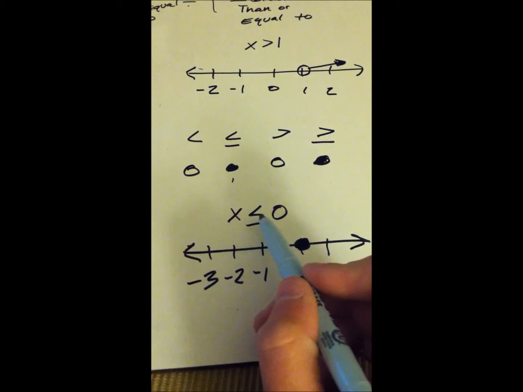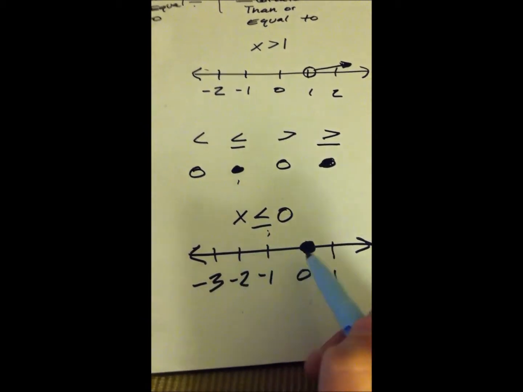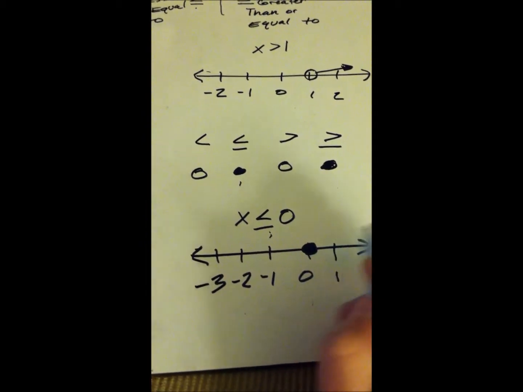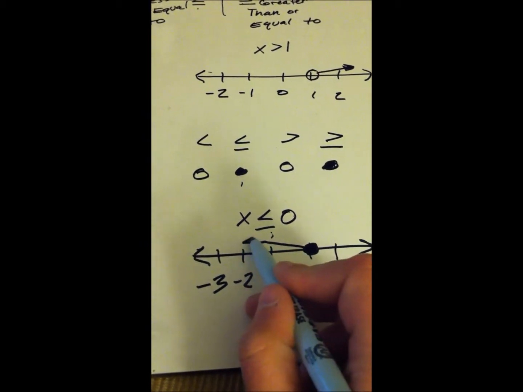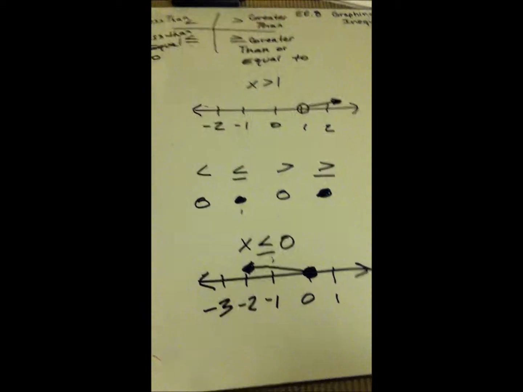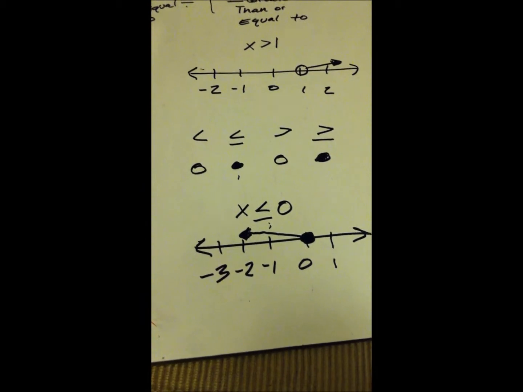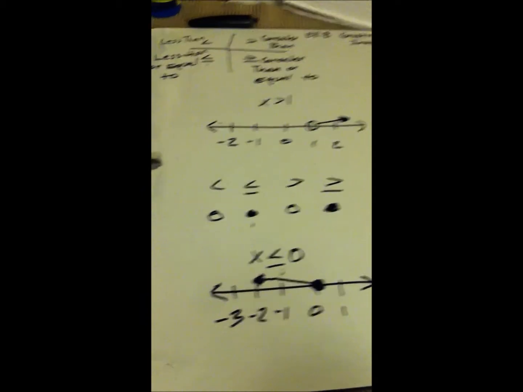X needs to be less than or equal to. I already did the or equal to, it's colored in. So numbers less than 0. Well, the numbers to the right are bigger, so my arrow needs to go to the left. Okay? Now that is your primary use in graphing inequalities.